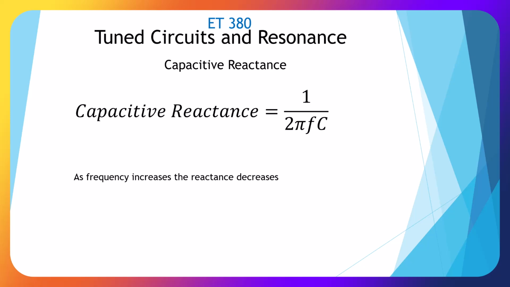The first thing we need to do is go back and review capacitive reactance. Capacitive reactance is 1 over 2 pi F C, where F is frequency and C is capacitance. So as frequency increases, the reactance decreases.